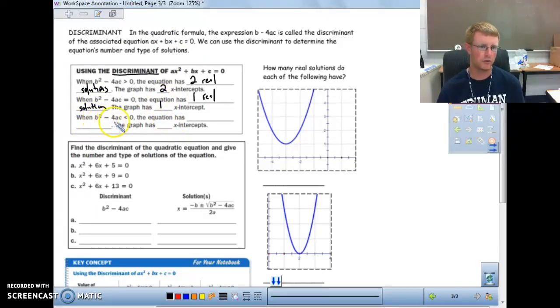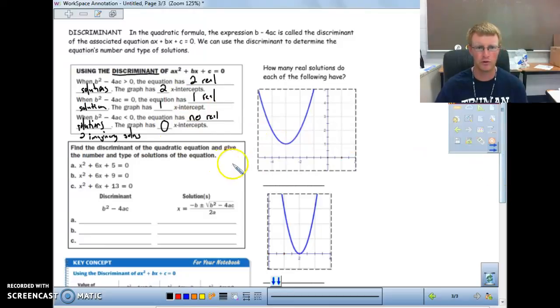When b squared minus 4ac is less than 0, or negative, the equation is going to have no real solutions, which also means that you're going to get two imaginary solutions, and we will get 0 x-intercepts.